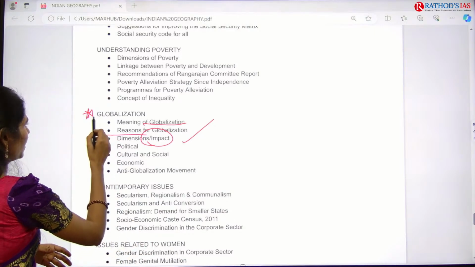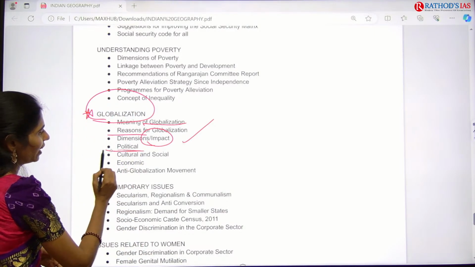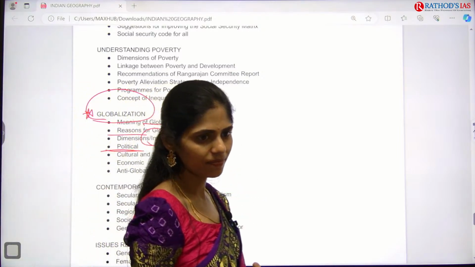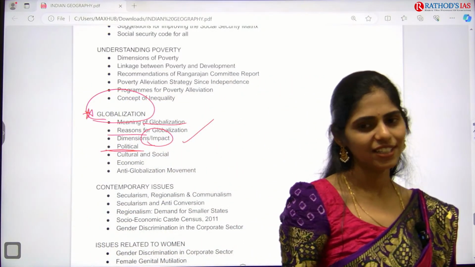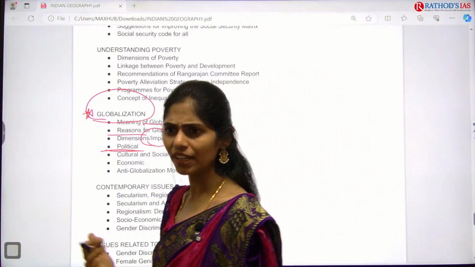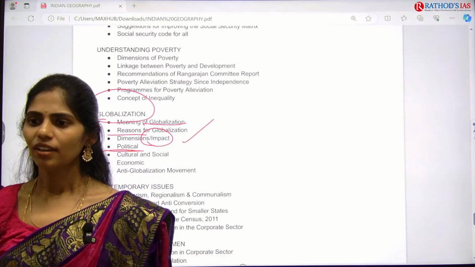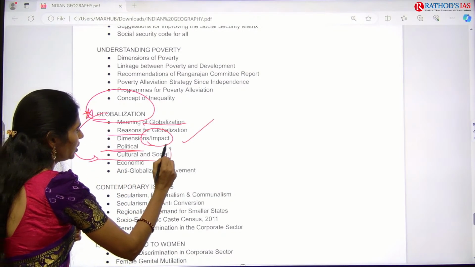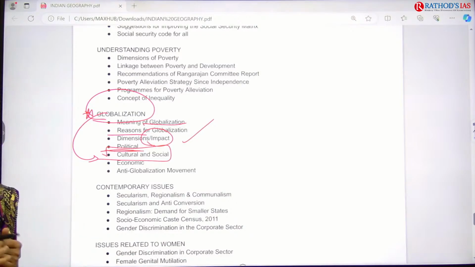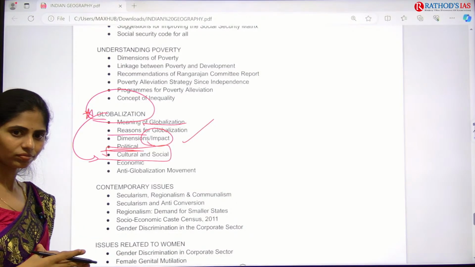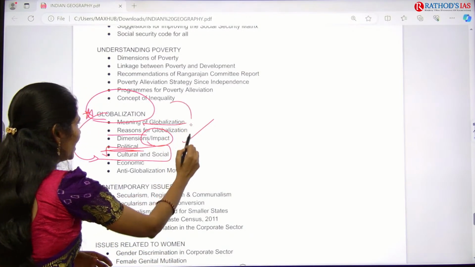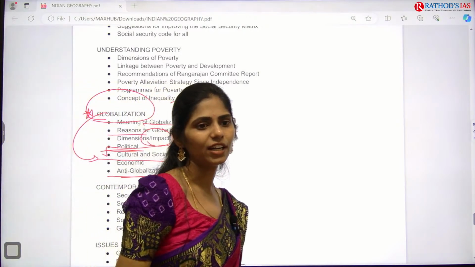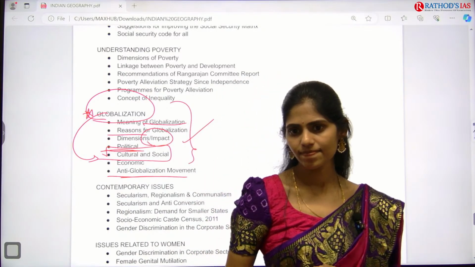Okay, next one is because of this globalization, there is also impact on political aspects. For example, India is linked with USA, India is linked with China, India is having some links with Russia, Ukraine, every country. So that is the one thing you have to focus on. And even because of globalization, there is impact on culture, social, as well as economic points. And even against that, now we are focusing on anti-globalization movements. So what are those anti-globalization movements?